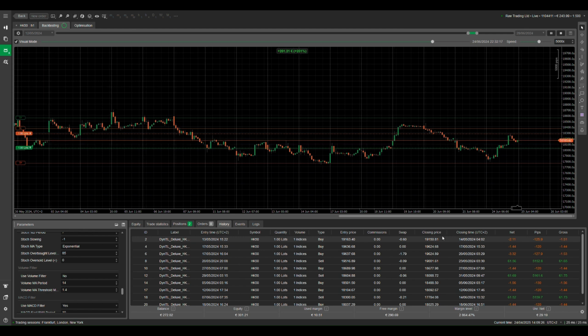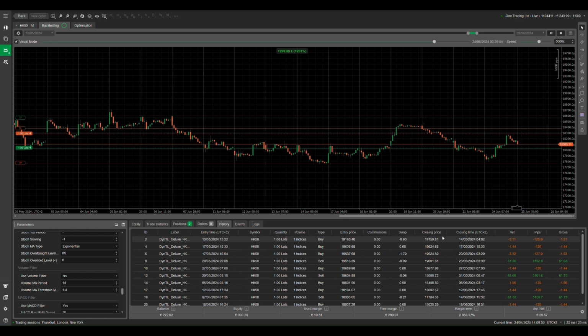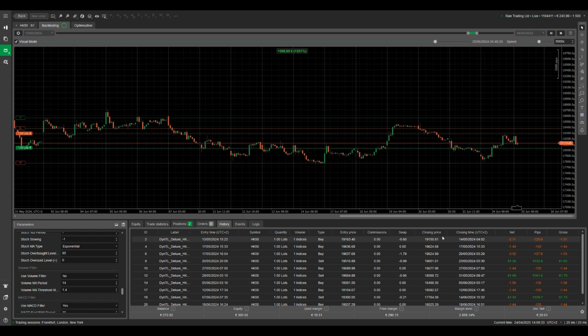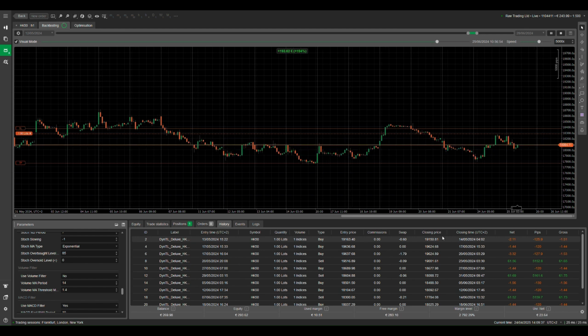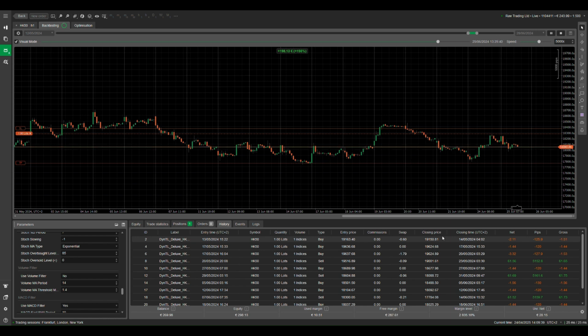Group, trailing stop. Use trailing stop. Description: if set to true, enables the trailing stop feature, which automatically adjusts the stop loss as the trade moves further into profit. Default, false.